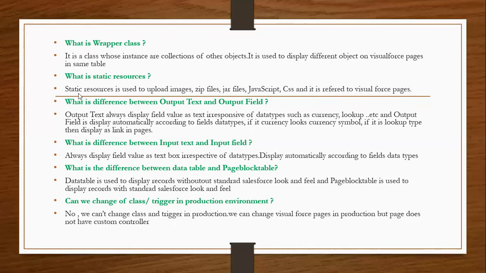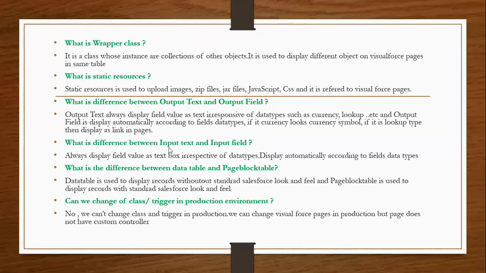What is a static resource? Static resource is used to upload images, zip files, jar files, JavaScript, and CSS, and it is referred to in the Visualforce page. Next question, what is the difference between output text and output field? Output text always displays the field value as text, irrespective of the data type. Output field displays automatically according to the field data type, such as currency, with the currency symbol. If it is a lookup type, then it displays as a link in the page.